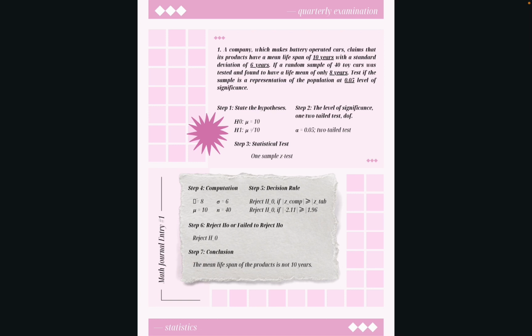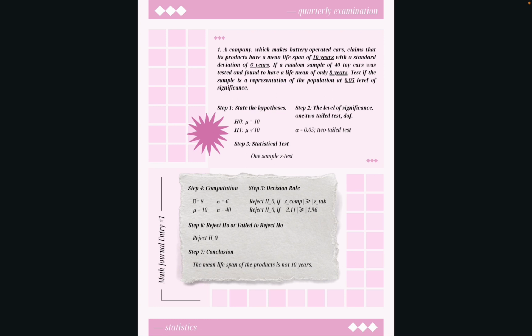So, let's move to the first step, that is to state the hypothesis. H0: mean equals 10 and H1: mean is not equal to 10. Next is step 2, the level of significance, 1 or 2 tailed test, and the degrees of freedom. The alpha here is 0.05 and it is a 2-tailed test. Step 3 is the statistical test, that is a 1-sample z-test.